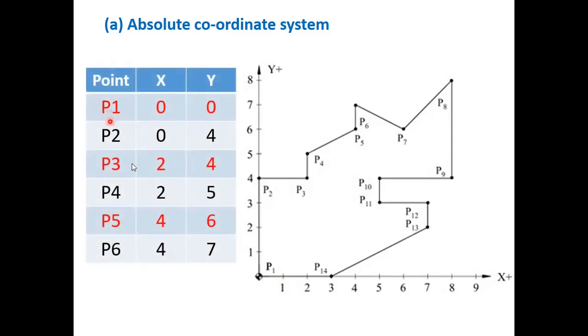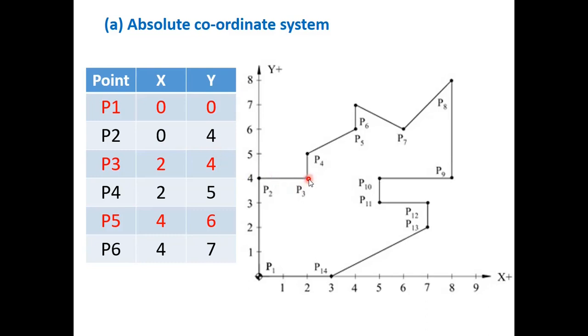P1 is at the center, that is 0, 0. Then when the tool has to move to point P2, I have to define its coordinate. 0, 0 will always remain here only. It will not change. If I see from here, in x-axis no change, in y-axis 4. So that's why you can see P2 is 0 comma 4. The x-axis is 0, y-axis is 4.